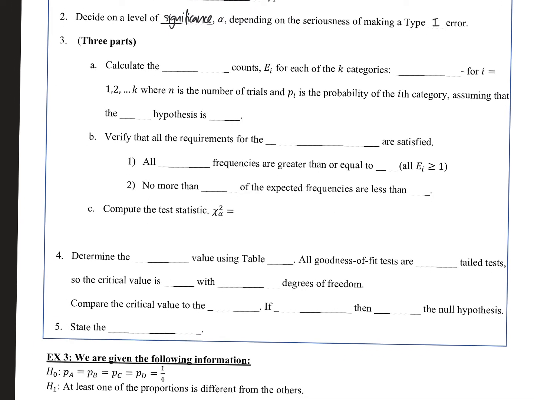For step 3, first calculate the expected counts, E sub i, for each of the k categories, where E sub i equals n times p sub i, which we just did in that example, for i equal to 1, 2, all the way up to k, where n is the number of trials and p sub i is the probability of the ith category, assuming that the null hypothesis is true. So you'll be finding these assuming that the null values are true. And then step B, you're going to verify that all the requirements for the goodness of fit test are satisfied.